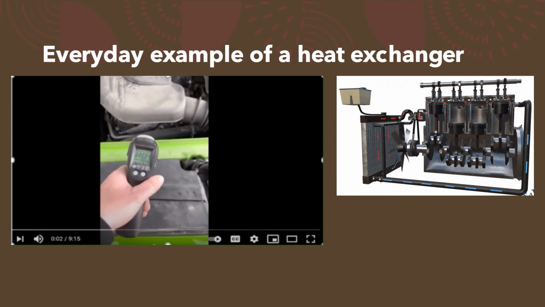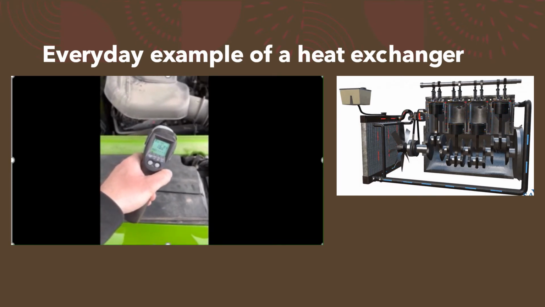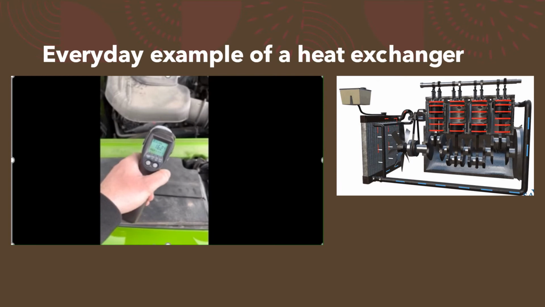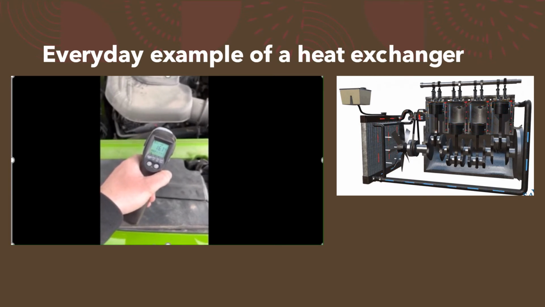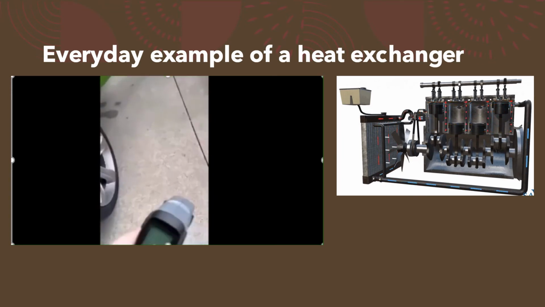So an example of an everyday heat exchanger is a radiator in a car. The radiator in a car is a cross-flow type. So what we're going to do is give the motor fuel. It will cause the motor to heat up and the coolant to flow. The coolant will flow through the engine, gaining heat.